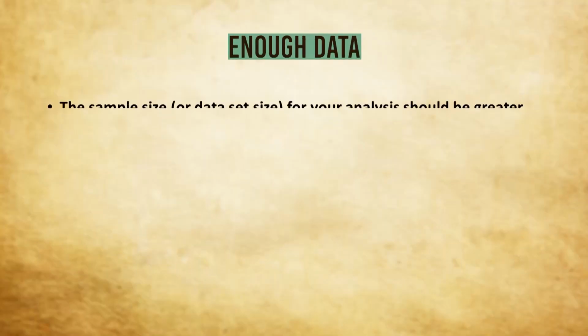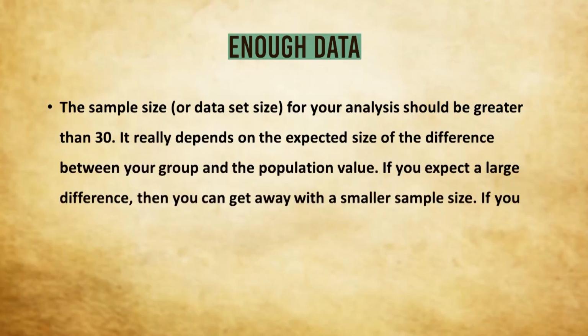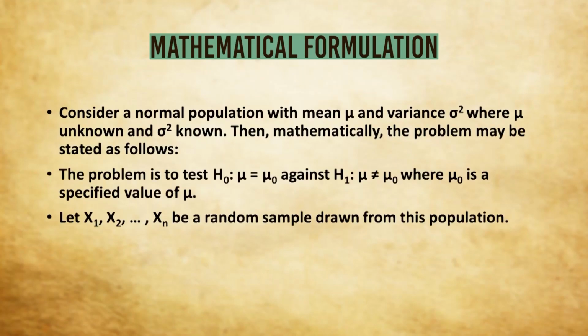We should have enough data to perform the test. Enough data means we have to take care of our sample size. The sample size for the analysis should be at least 30. It really depends on the expected size of the different groups and the population value. This will determine the sample size. But on an average, if I can take a sample size of 30 plus, then we can perform this Z-test satisfactorily.